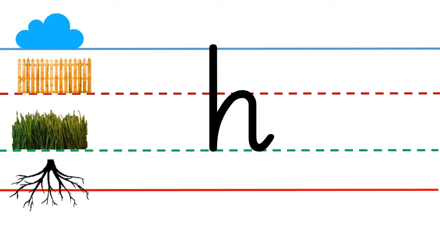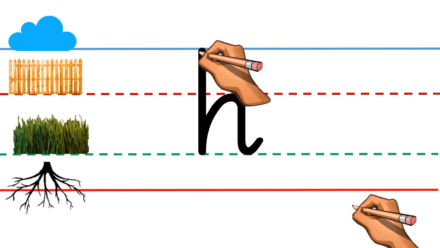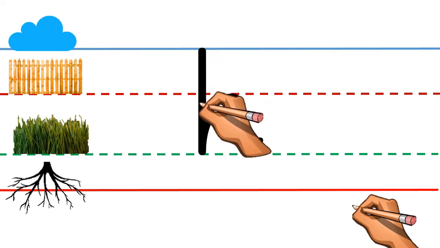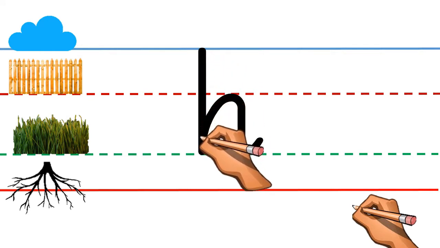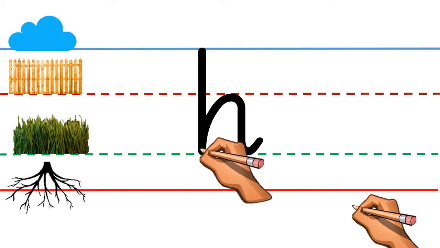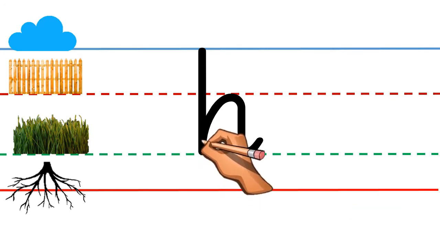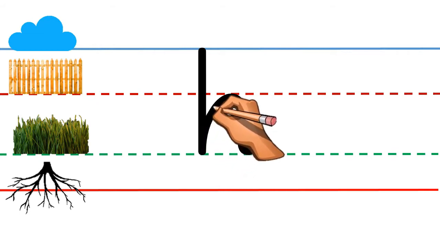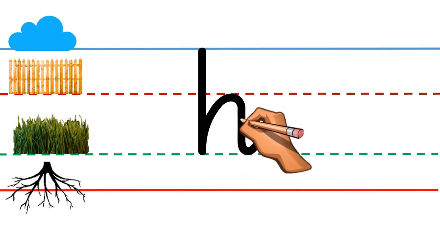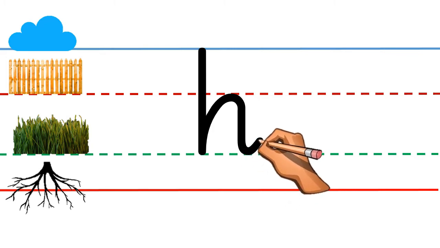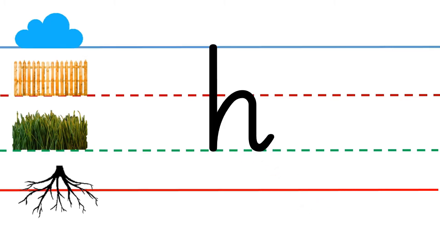First we will learn the formation of small h. Put your pencil on the skyline. Come down straight, touch the grass line. Go up, touch the fence line, make a curve, come down straight, touch the grass line and make a loop. Try again, kids.